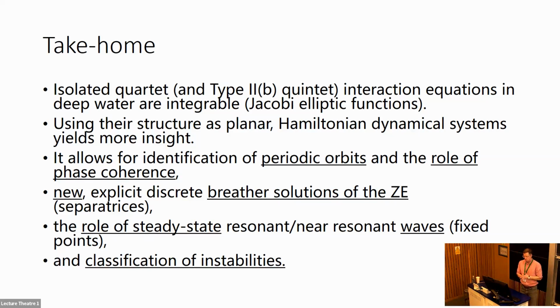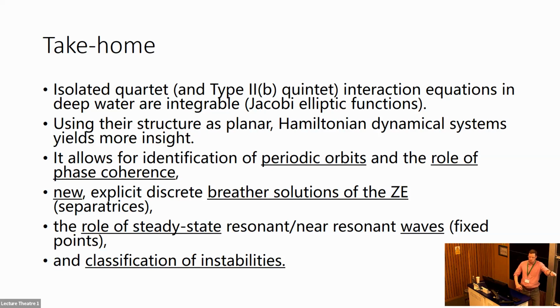The take-home message: isolated quartet and also certain quintet instabilities. So quintet, you lose conservation of wave action. So this is annoying, right? It makes it more difficult to do things. So you could integrate them using Jacobian elliptic functions. But you shouldn't, because then you need to classify roots of these quartic polynomials. And maybe some of you are experts at doing this, but I find it really hard to do that. And it's hard to get insight.